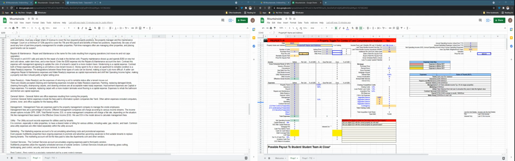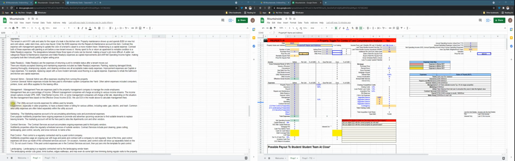Okay. Let's move on to general admin. General admin are office expenses, put very simply. Office expenses, things that you need to run the property from the office. Management, we talked about that. It's usually a third party management company. Sometimes people will be self-managing, so you may not see this in there. But if they do have a management company, the fees for that company will be listed under this.